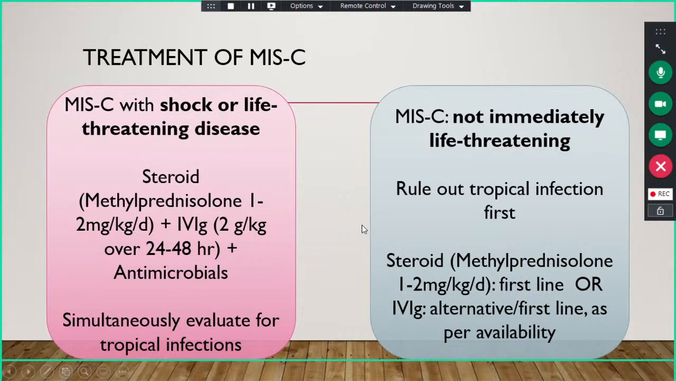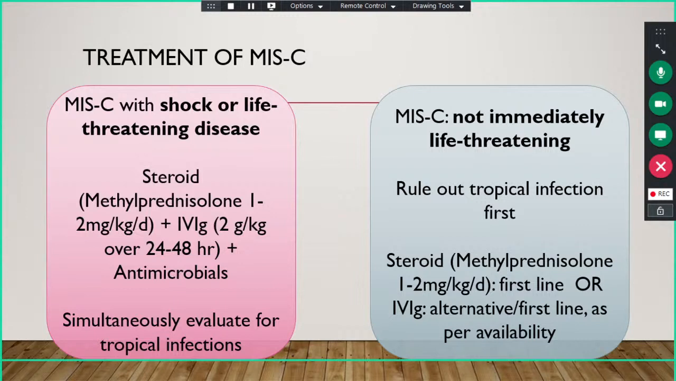They are non-infectious, so they require hospitalization in a non-COVID facility, in pediatric wards or pediatric intensive care. So one is if there is shock or life-threatening disease. In that case, you will give methylprednisolone along with intravenous immunoglobulin and along with the antimicrobial, because we may or may not be able to rule out other infections. If a child is in shock, we cannot wait for ruling out other infections.